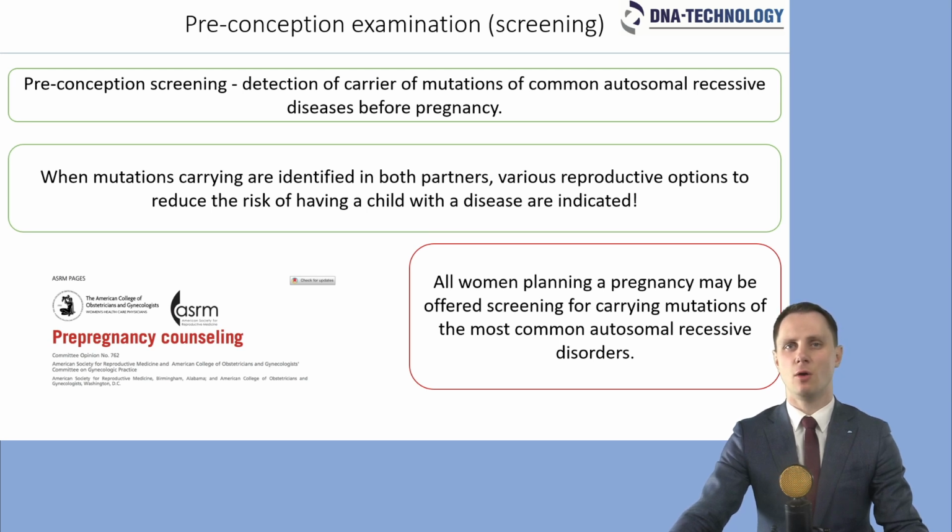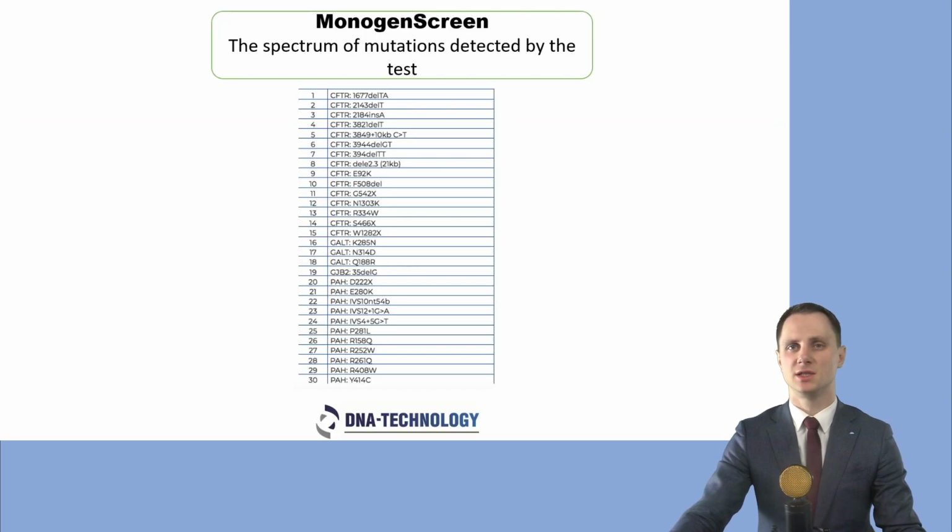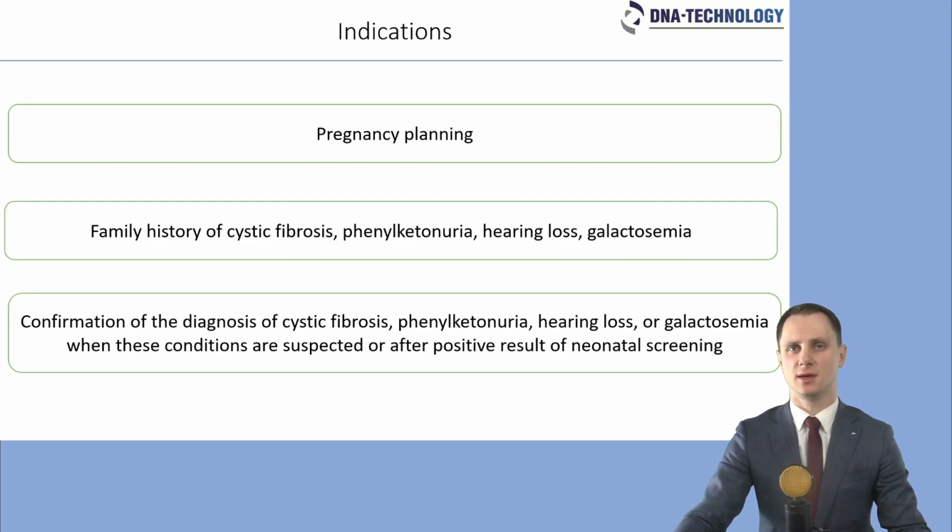This screening may be offered to all women planning a pregnancy. It is important to include in screening diseases with high carrier frequency. DNA-Technology has developed the MonogenScreen test, which allows detection of a wide range of mutations in the CFTR, PAH, GJB2, GAL genes. The indication for the MonogenScreen test is the planning of pregnancy and the presence of a family history of cystic fibrosis, phenylketonuria, hearing loss, galactosemia in the patient. This test also confirms the clinical diagnosis of cystic fibrosis, phenylketonuria, hearing loss, or galactosemia if these conditions are suspected or if neonatal screening is positive.